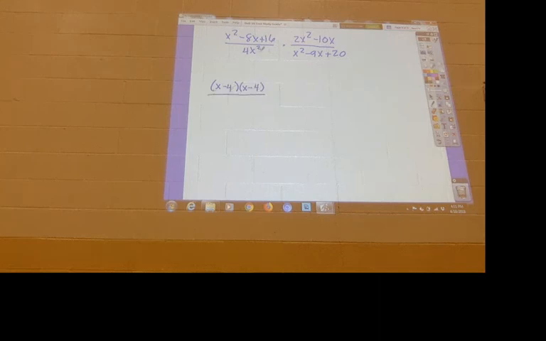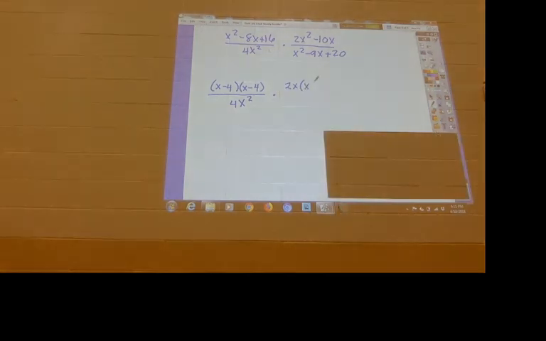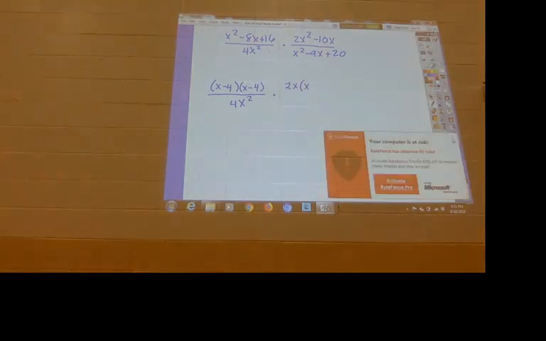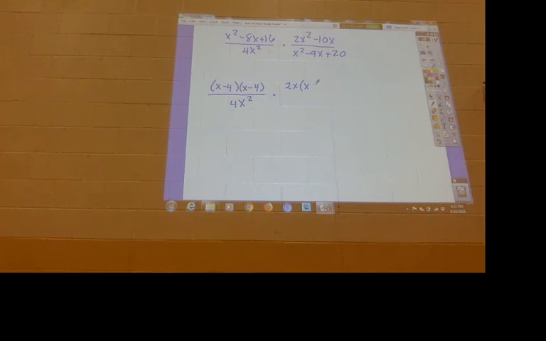Down here at the bottom, that's one term really. Can you factor out anything? No. We're going to leave it 4x squared. Okay. Then I have a times. Can I factor anything out of the top? 2x. Yes. I can factor out first a 2x. Then I have x, what? Minus 5. Minus 5. Thanks.